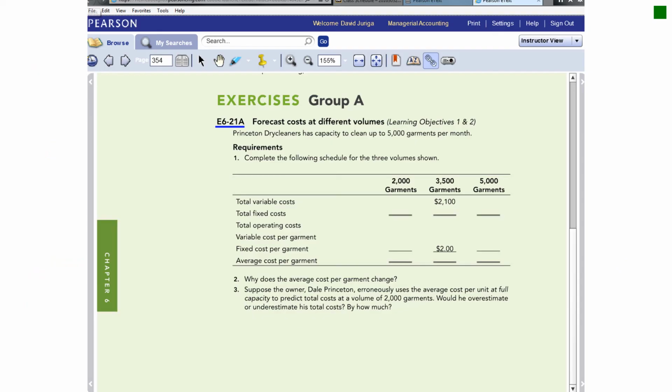Okay, so this is exercise 6-21A, and I believe this is the same one I already illustrated for you on the PowerPoint, but I'll do it once again. We've got 3 volumes: 2,000, 3,500, and 5,000 garments. Their max capacity is 5,000. They give you some information and want you to fill in the chart.